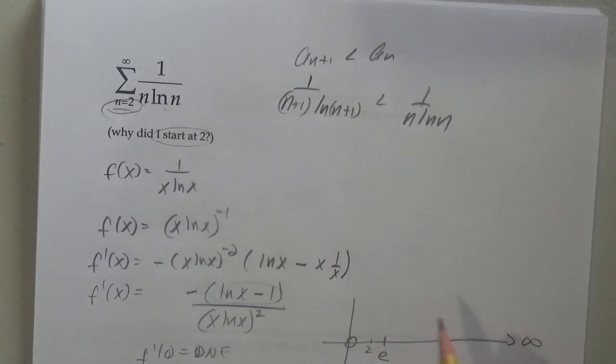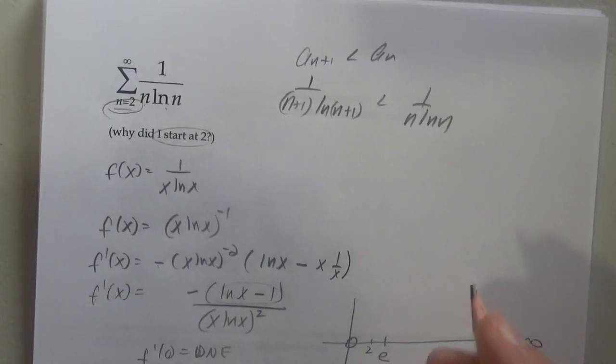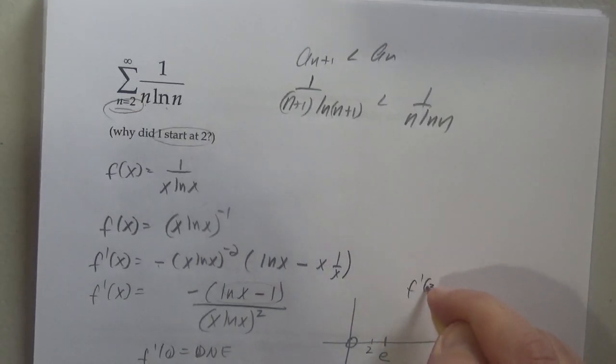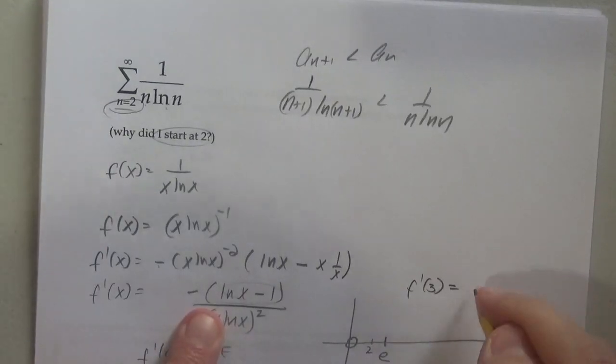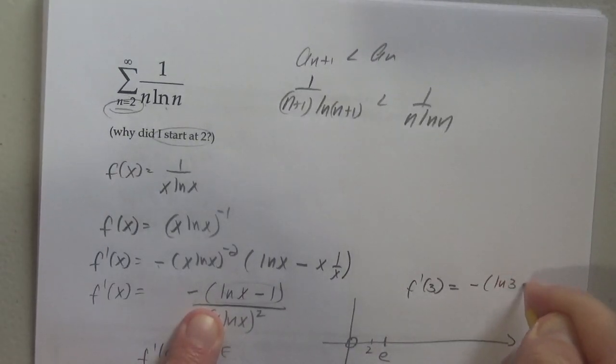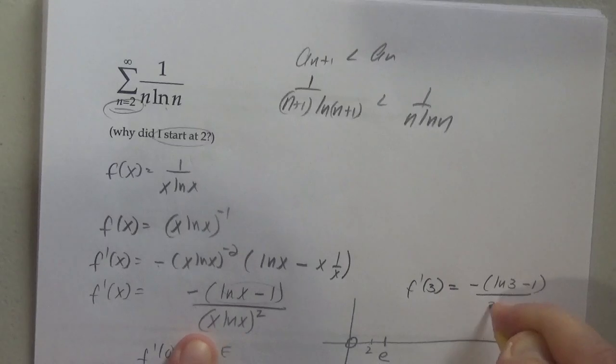So this is just one of those weird problems of, oh, well, it's probably going to be increasing from 2 to e, and then decreasing from e beyond. But let's just test here. So I need to pick a value to the right of e. e is 2.7, so I will do 3. So f prime of 3, using this thing here, is negative ln of 3 minus 1 all over (3 ln 3) squared.